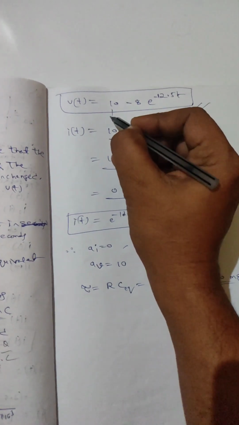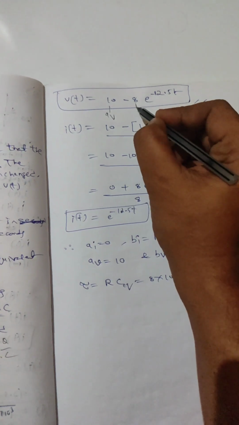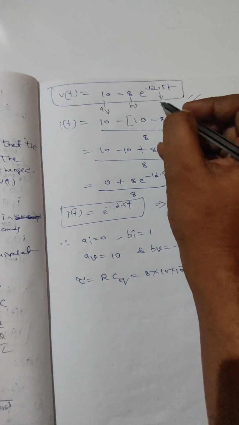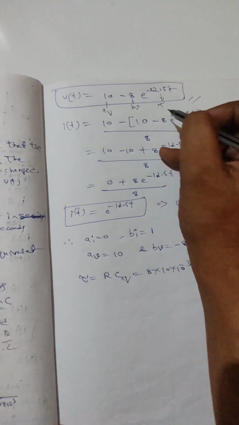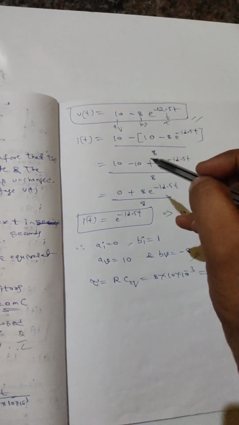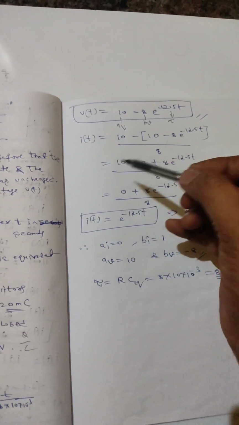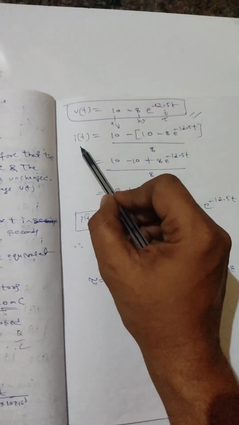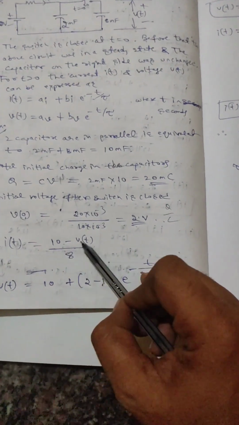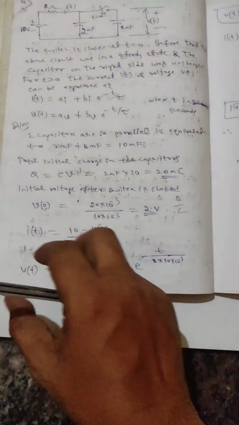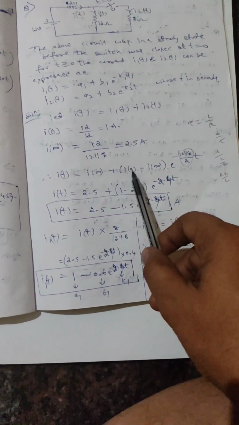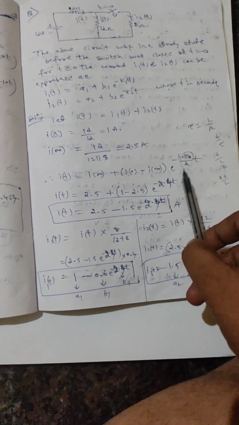So now this becomes AV, this becomes BV, and this is the tau value, t by tau, something like that. Next, I of t is equal to 10 minus V of t by 8. See how we got this according to the previous numerical: V of t is equal to V infinity plus V of 0 minus V of infinity, e power minus t by RC. Like that, you will get this one.